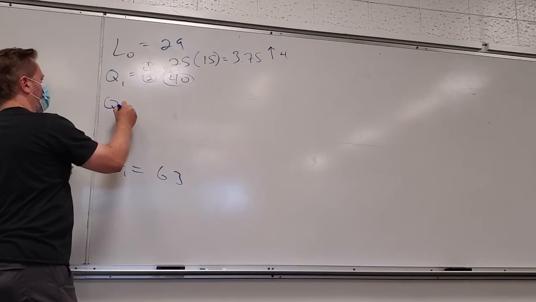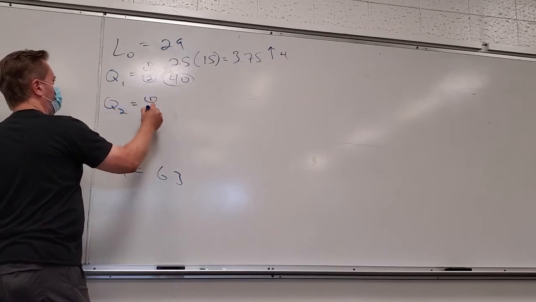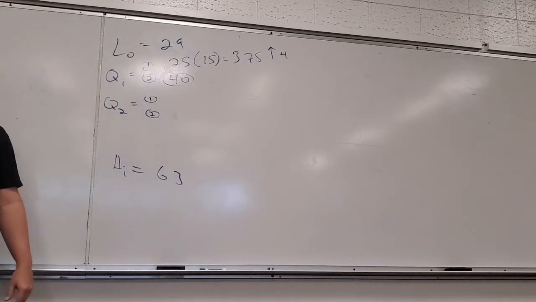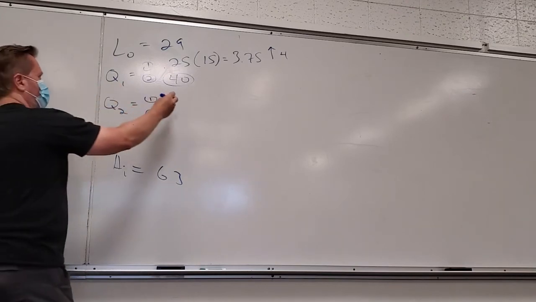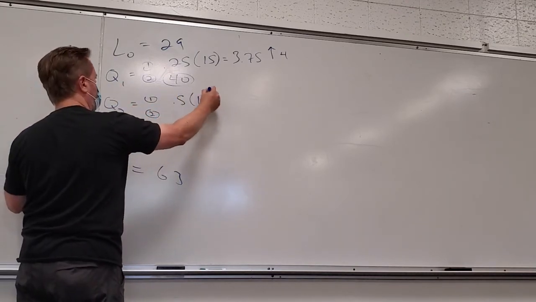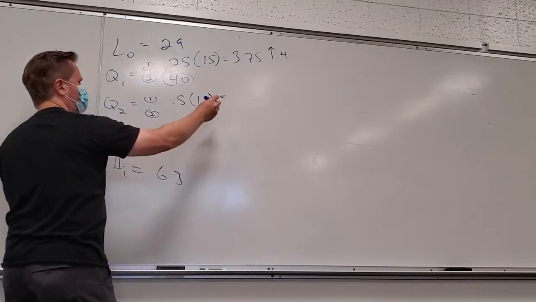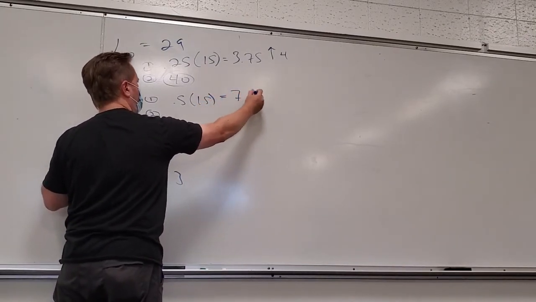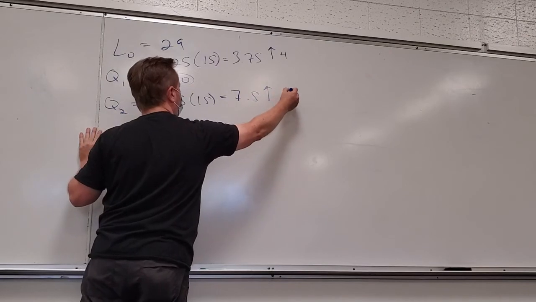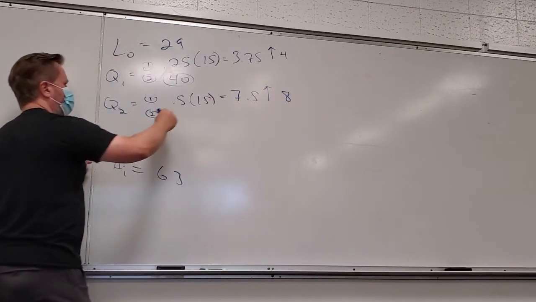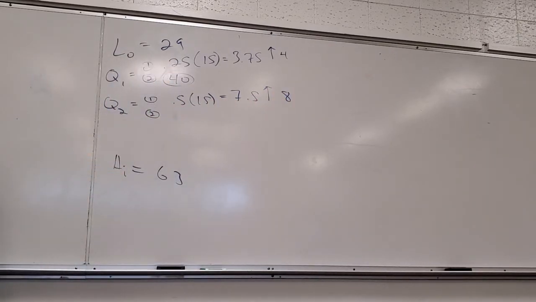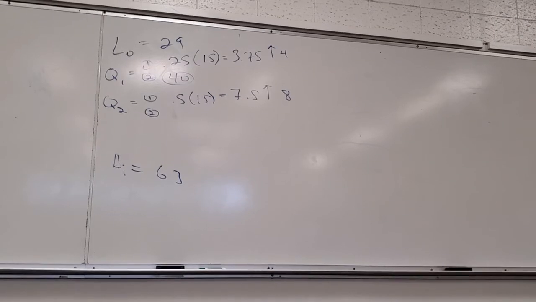So then Q2, of course, is the 50th percentile, halfway. So I want half of the list. Half of 15 is 7.5, rounded up to 8. The eighth number of the list: 1, 2, 3, 4, 5, 6, 7, 8. Somebody already said 45, right?